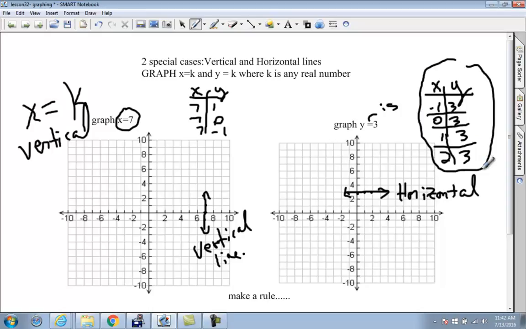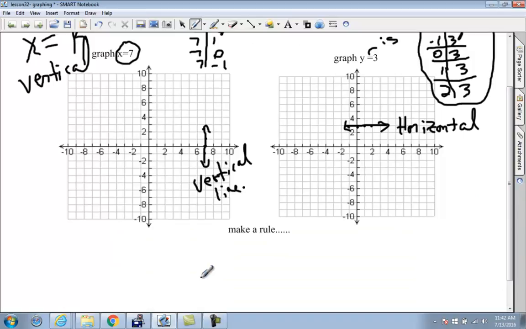Okay? Here I have make a rule, and we just made that rule. So x equals a constant is always and forever a vertical line. y equals a constant is always and forever a horizontal line.